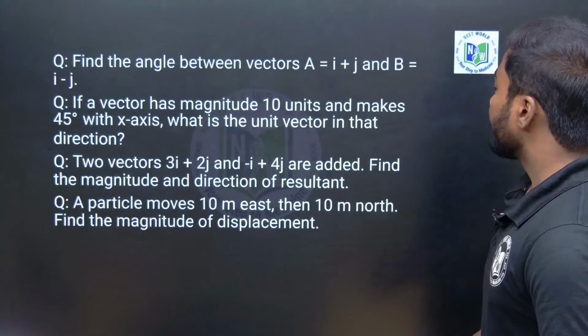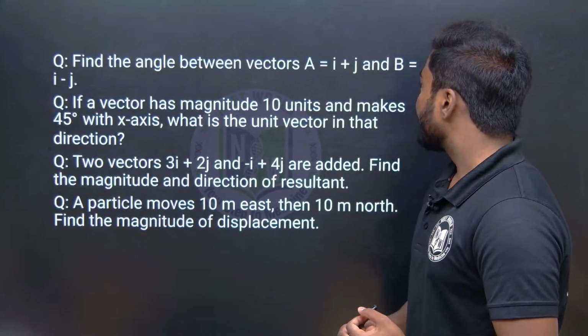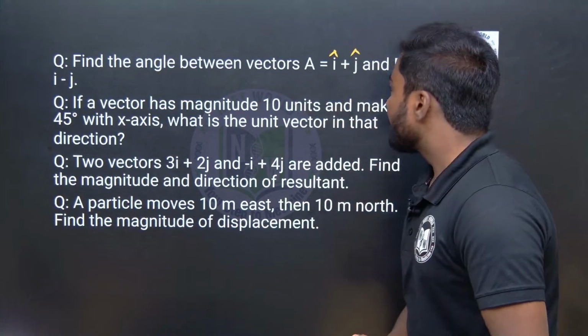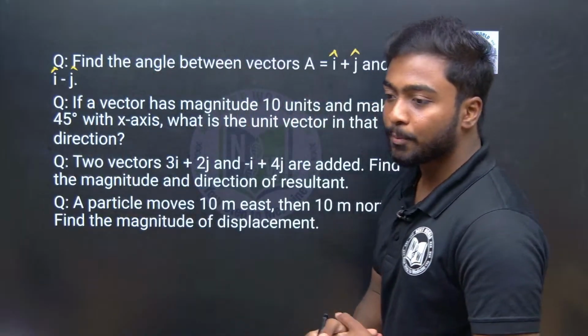Hello students. As of now we completed our basic mathematics bridge course. So we will see some problems regarding those topics. Here's the first question: find the angle between the vector A equals i cap plus j cap and B equals i cap minus j cap. This is the first problem, right?